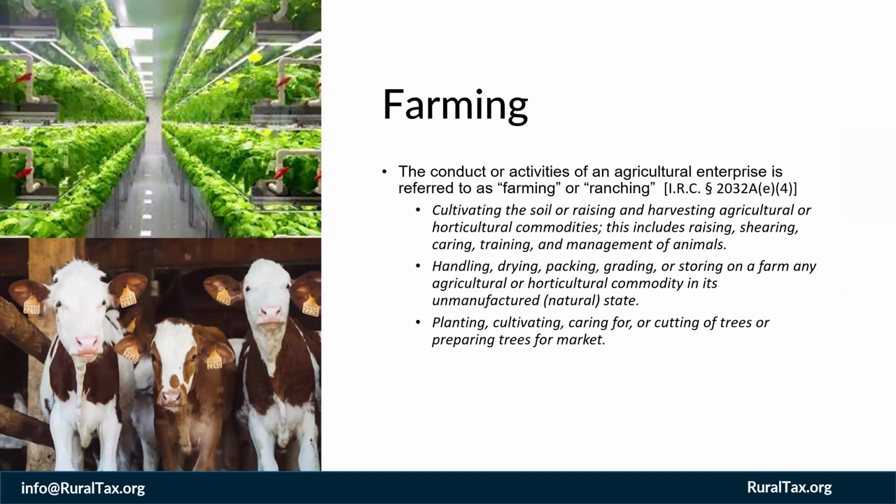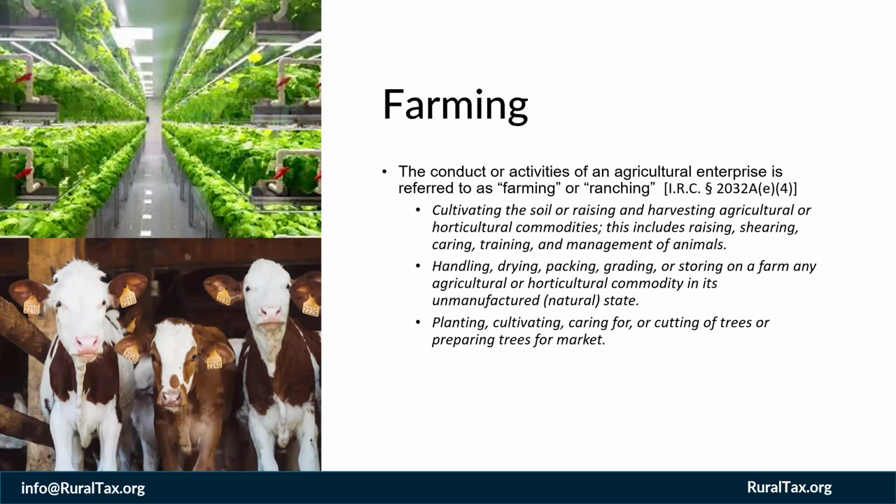And then the italicized three bullets, as you can see, are cultivating the soil or raising and harvesting agricultural or horticultural commodities, including raising, shearing, caring, training, and the management of animals. This is coming straight out of 2032 Cap A E4.